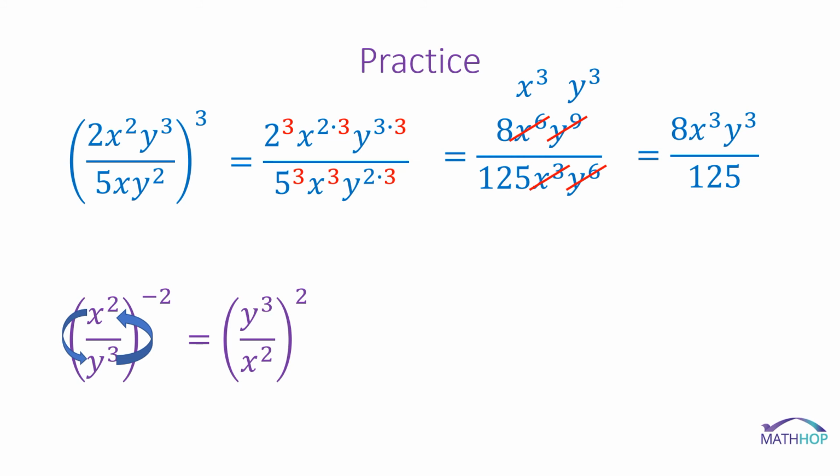Now we're not done. We now have y cubed divided by x squared raised to a +2 power. We have to distribute that as we've been doing. So we are going to get y to the 6th divided by x to the 4th, because power of a power tells us we multiply. So we had y to the 3 times 2 divided by x to the 2 times 2 power.